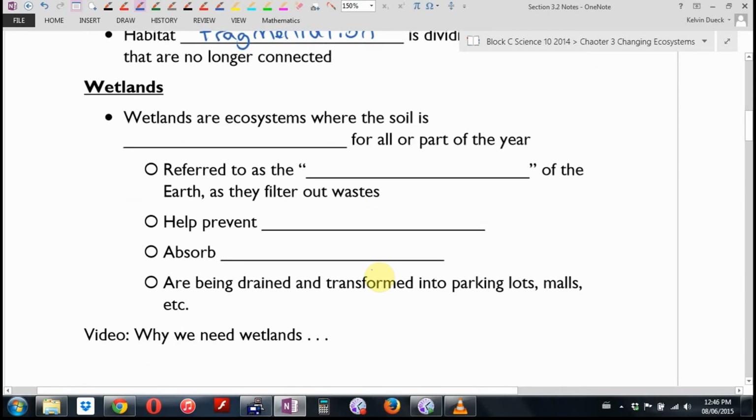Wetlands. Wetlands are ecosystems where the soil is waterlogged for all or part of the year.